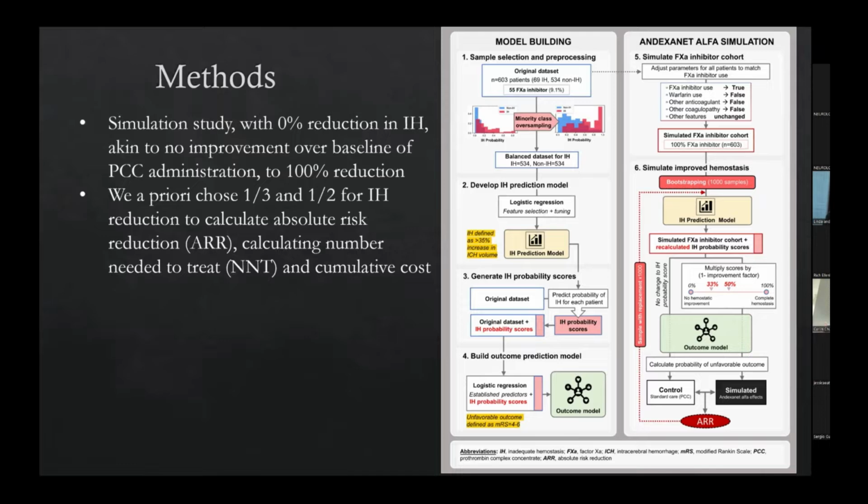What's innovative about this and what was really cool was that the clinical benefit of andexanet alfa is meant to be caused by decreasing the probability of bleed expansion. And so by modulating that probability, we're able to calculate the clinical benefit of this drug.